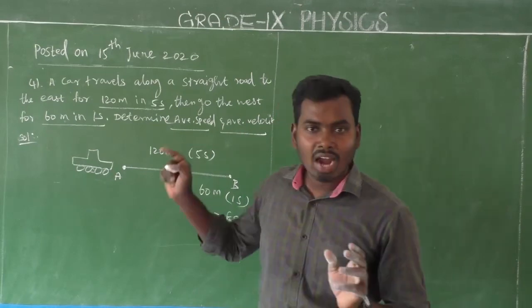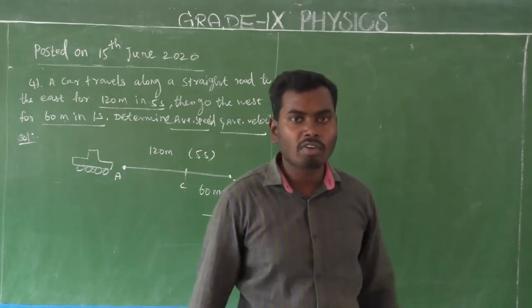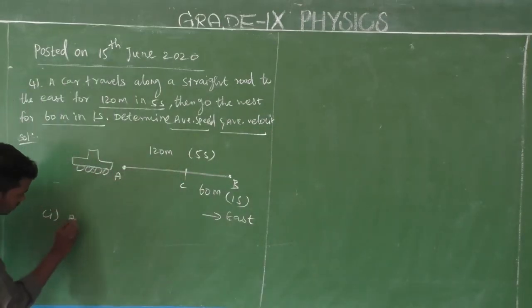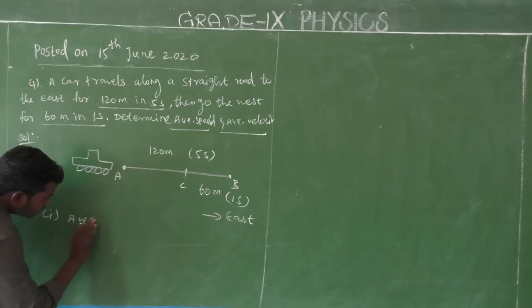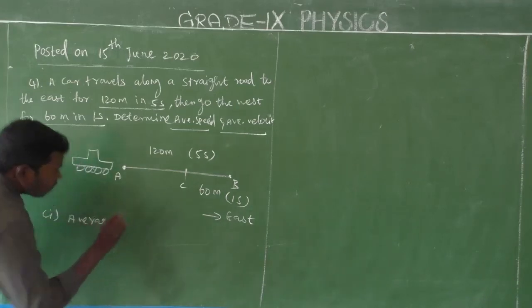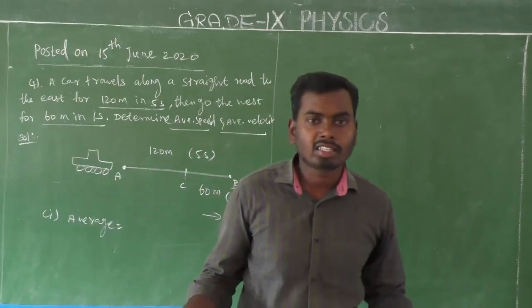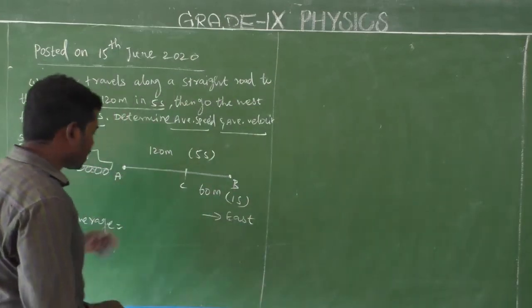Now we are going to start with average speed. After that we will say average velocity. Is it clear? Yes. First I am going to start with average speed. What is the average speed? The total distance covered by an object divided by total time taken. That is average speed. Am I right? Yes. So consider that formula.